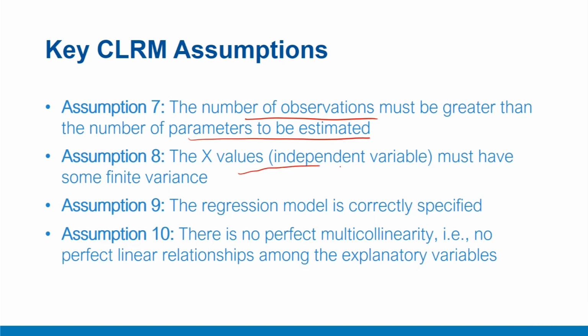The x values, the independent variable, must have some finite variance. For example, if the variance is very low, or if all the x values are almost the same, then the model cannot be estimated, or even if estimated, the estimates are very poor.